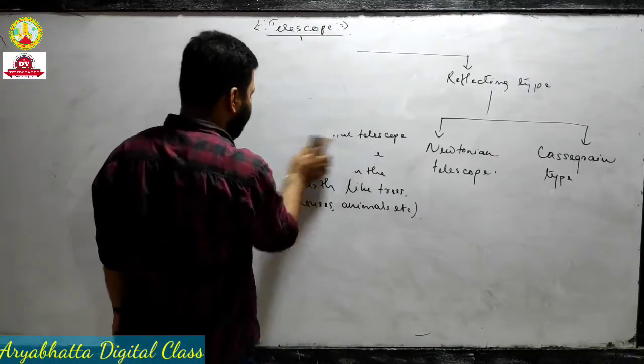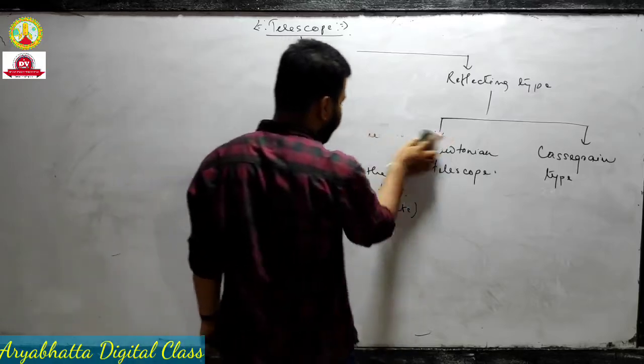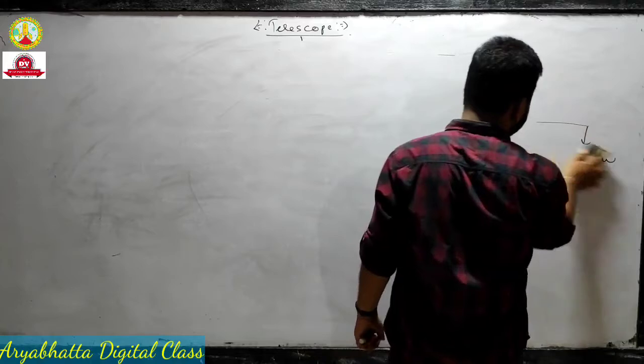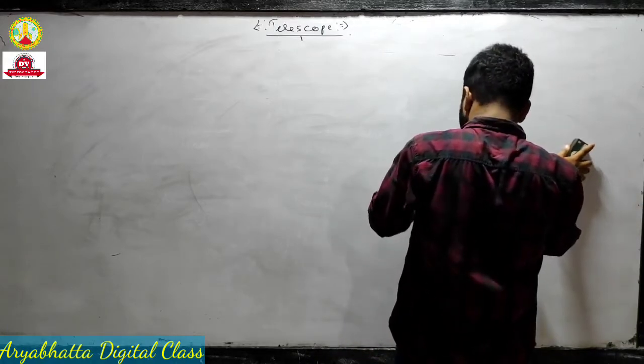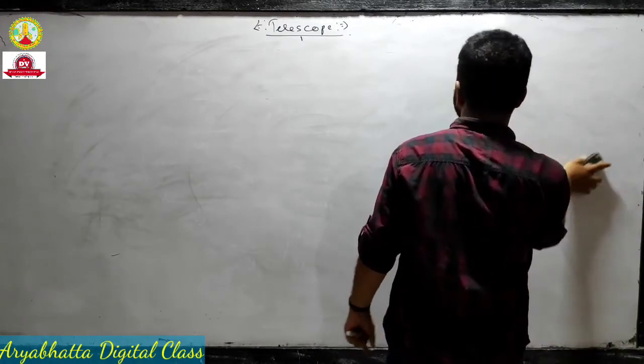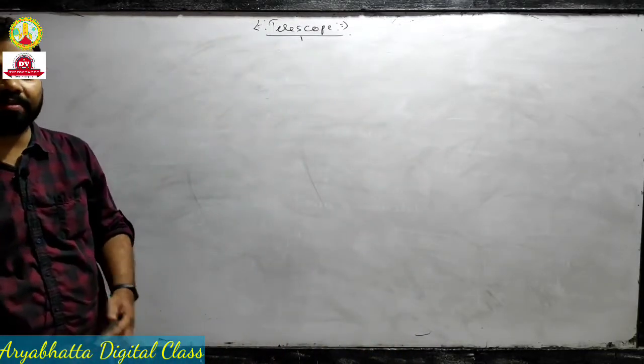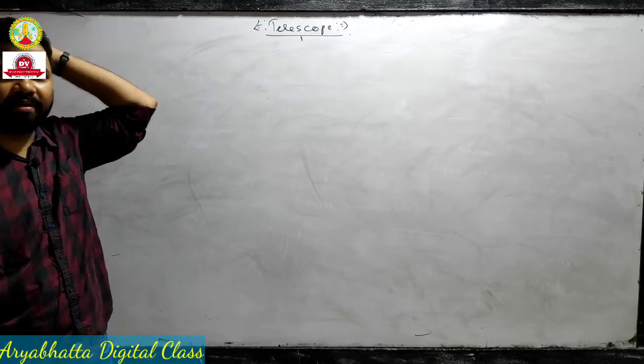So let us draw the ray diagram for telescope. Okay, so for astronomical telescope, the object will be at infinity. Okay, because object is at a far distance apart from the eye.